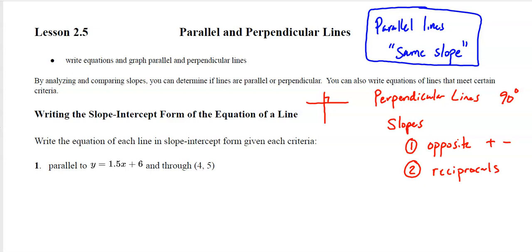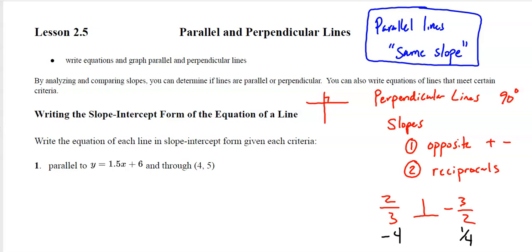So for instance, if one line is 2/3, a line that's perpendicular, remember this is the symbol for perpendicular, would be the opposite, meaning negative 3/2. If you're talking about a whole number, let's say that the original line has a slope of -4. Well, if I want to be perpendicular, I need to be positive 1/4, because that's the reciprocal of 4. So they've got to be opposites, one positive, one negative, and they have to be reciprocals.